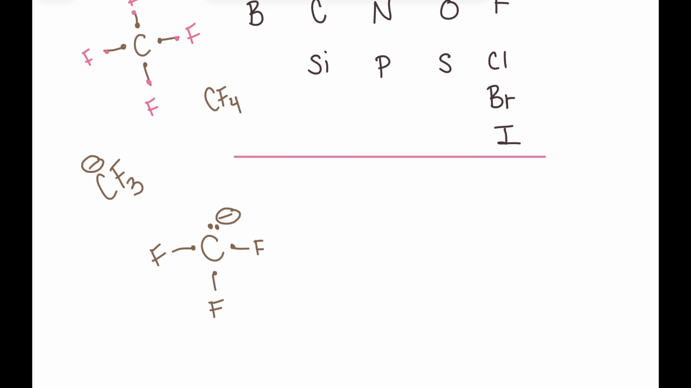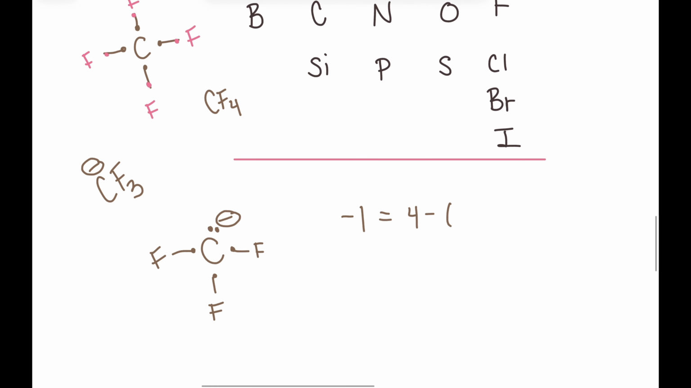Let's use our formal charge formula to double check. We are given an overall -1 compound. The number of valence electrons on carbon is 4. Then we subtract the number of lone pairs plus the number of bonds. Here we will then have 4 minus 5, and that is -1. And we know we have done this Lewis structure correctly.